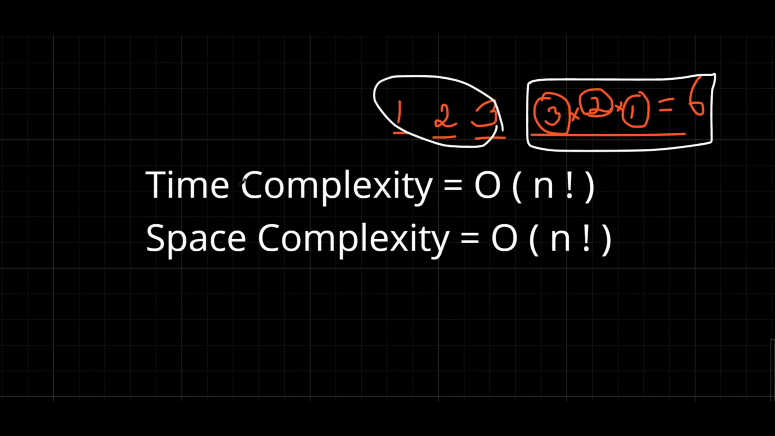So we can say that the time complexity of this algorithm is big O of n factorial, where n is the size of the input vector. And the space complexity will also become big O of n factorial, because our resulting vector will contain n factorial vectors as well. So we can say that the space complexity of this algorithm is also big O of n factorial. I hope you understood the time and space complexity of this algorithm.